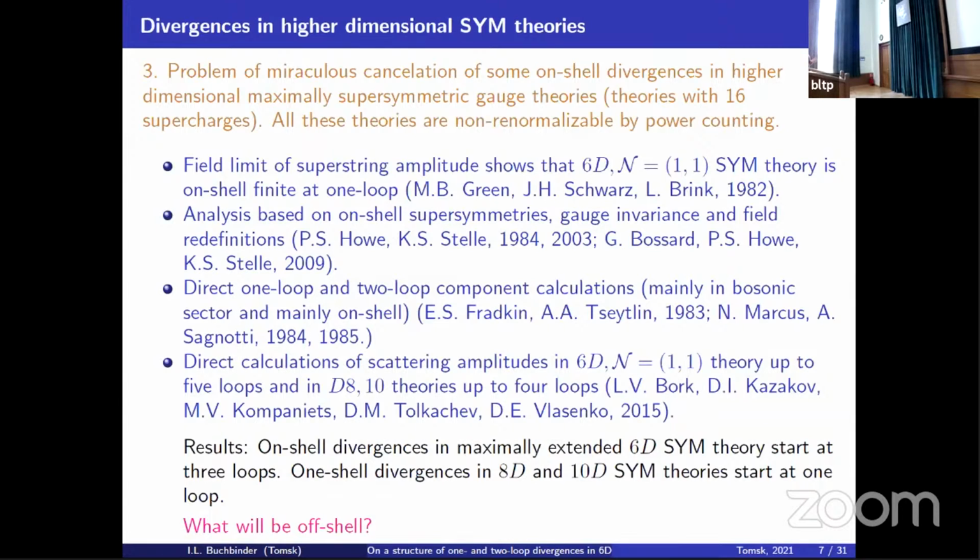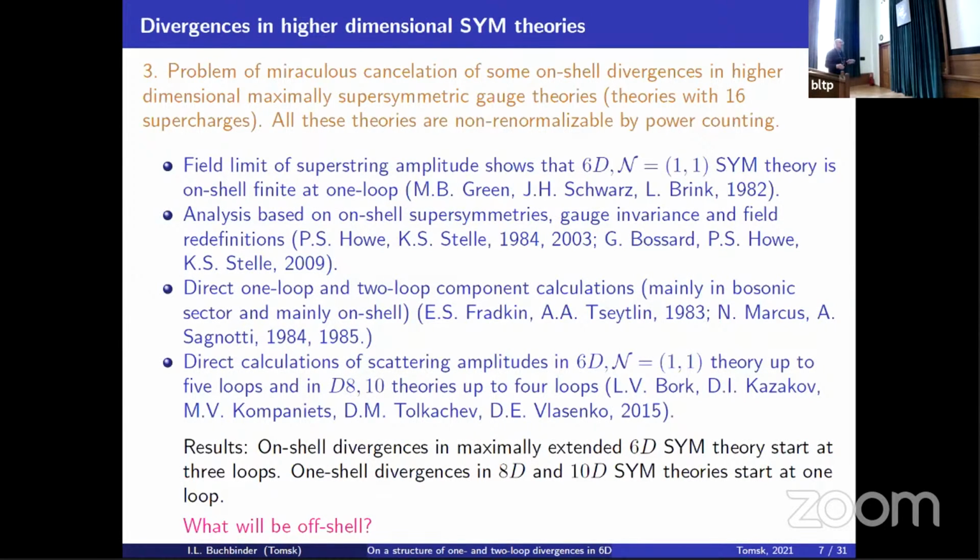They showed that it seems this theory can be on-shell finite. Then there were direct calculations of the divergences in this theory at one loop and two loops. It was summarized in the paper by Fradkin and Tseytlin, then Marcus and Sagnotti also studied the structure of divergences. It's interesting to point out that the paper by Marcus and Sagnotti is the paper where they first calculated the two-loop contribution to the divergence of Einstein gravity. It turned out that the same technique can be used to study the two-loop divergence in Einstein gravity and the six-dimensional Yang-Mills theory. The most detailed calculations were done by Bork, Kazakov, Kompaniets, Tolkachev, and Vlasenko.